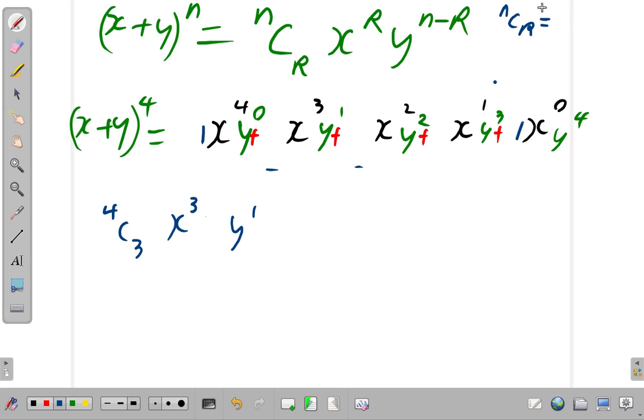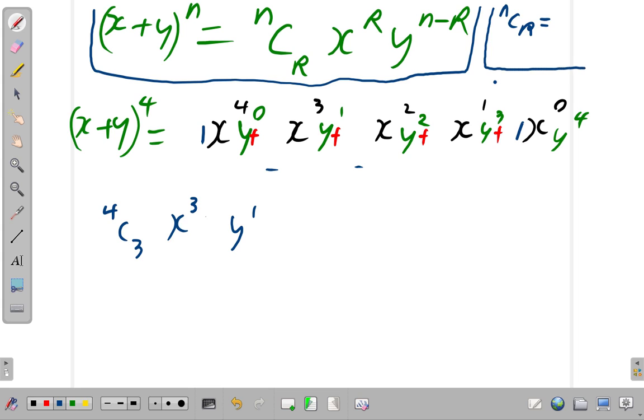nCr is equal to, this is another formula. Let me box up this one. Nicely wrap it and nicely wrap this one in another box. Good. nCr is n factorial over n minus r factorial r factorial. So those are the formulas we're going to be using. This one is for the binomial expansion on the left. The one on the right is for the factorial, the combination, right?